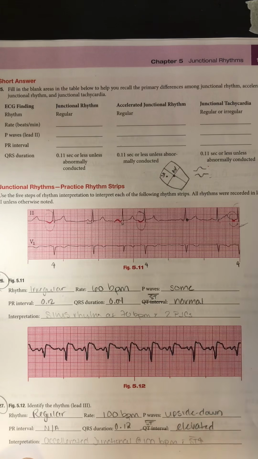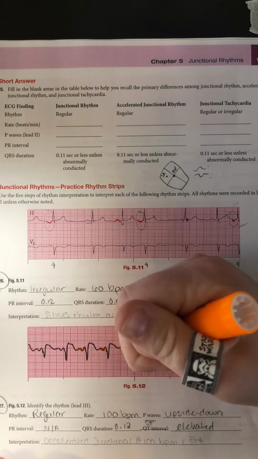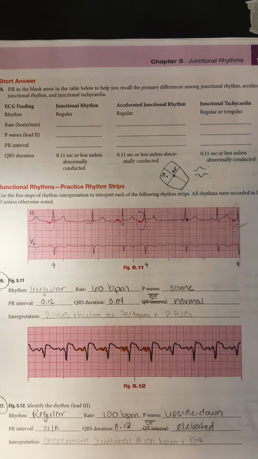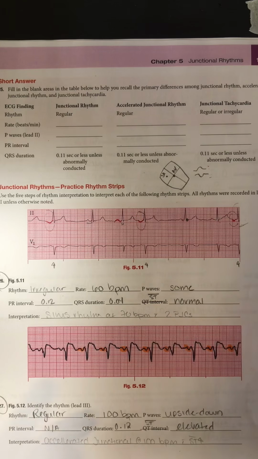And my P waves here are upside down, so I'll highlight those so you can see I have that down dip instead of an upwards reflected P wave for every QRS complex. Now there is one P wave for each QRS complex, so I do have a 1-to-1 ratio, and they all do look the same. They're just all upside down, which makes me believe that it's a junctional rhythm.